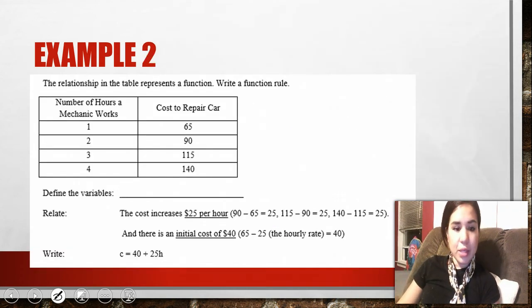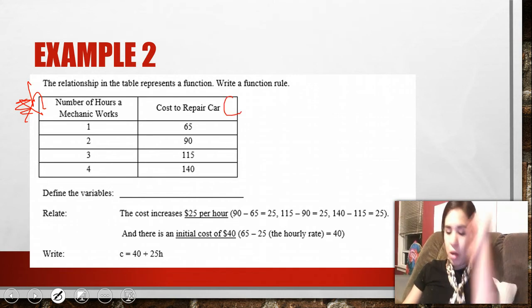Okay, let's take a look at example 2. In example 2 it says, the relationship in the table represents a function. Write a function rule. So define the variables. Okay, so I'm going to say that x is the number of hours, or actually let's use the variables they used. They used h is the number of hours, and c is the cost to repair a car.